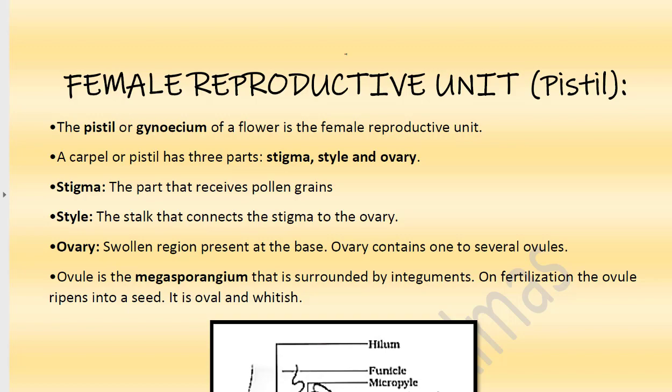In the previous video, we talked about the male reproductive unit and pollen grains. In this video we are going to study the female reproductive unit, that is PISTIL.